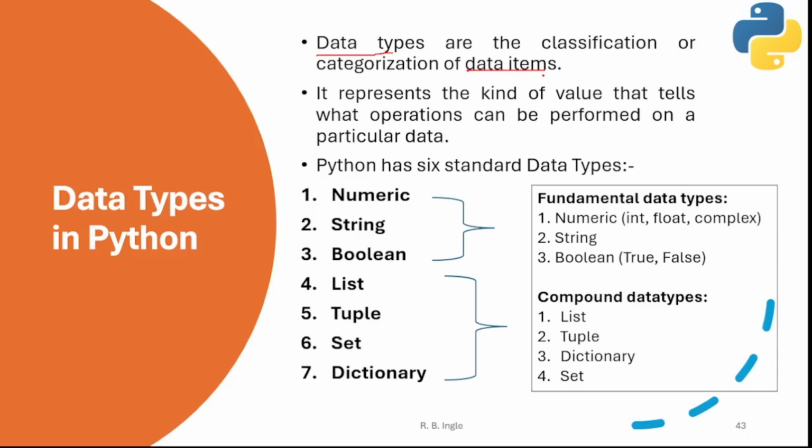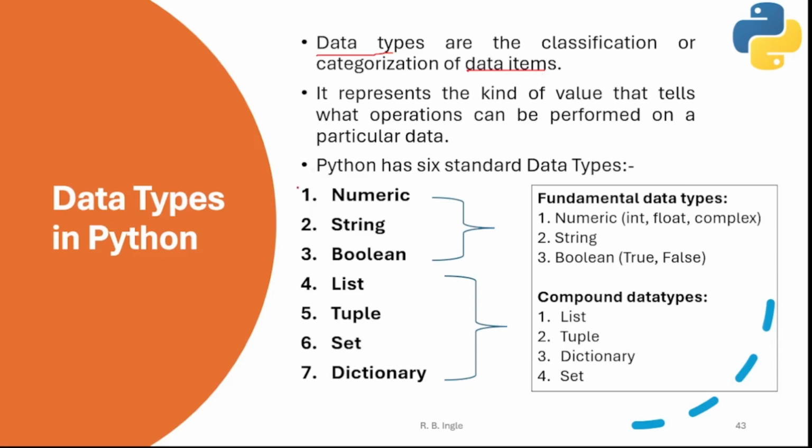For example, in the real world, data can be a text, a name of a place, a name of a person, or for a student it can be marks, roll number, height, or weight. So there are different types of data available in the real world. Similarly, there are different types of data which we can use in Python also. That categorization is called the data types.